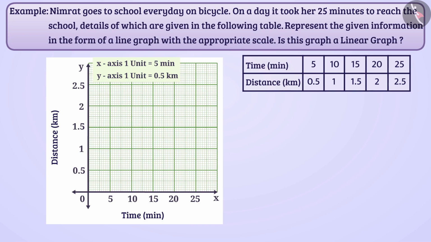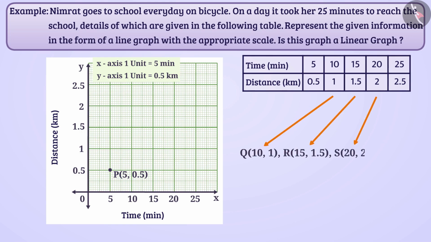We will now plot the points for different situations. A distance of 0.5 km has been covered in 5 minutes. We will mark point P on the coordinates (5, 0.5), which will represent this position on the graph. To show this on the graph, we move 1 unit to the right from the origin. Then 1 unit upward. This will bring us to the point P. Similarly, the coordinates of other points, Q (10, 1), R (15, 1.5), S (22, ?), T (25, 2.5), can be taken here. Pause the video and think about their position.